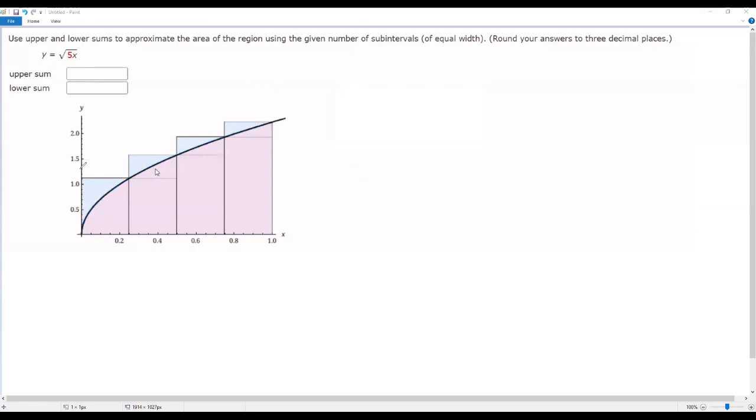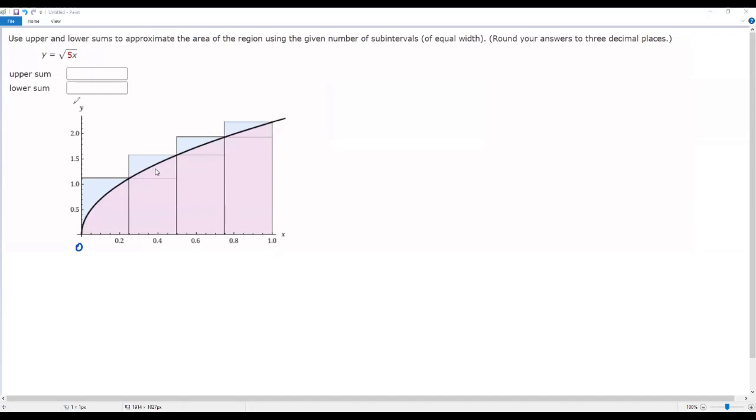Okay, so here let's look at the region. We have the given region from x equals 0 to x equals 1.0. In the given interval, the graph given by this function y equals 4 square root of 5x is increasing. Whenever we have an increasing curve in the given interval, to get the upper sum we have to do right endpoint approximation of the Riemann sum. To get the lower sum, we have to do left endpoint approximation of the Riemann sum.